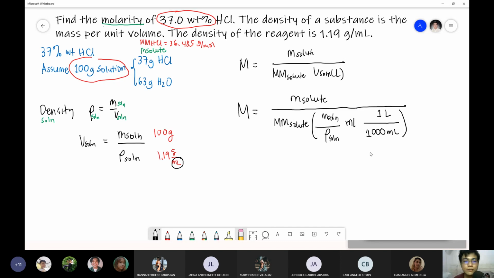So again, the reason why I want you to plug in as many equations as possible na is that para hindi tayo nag-round off. Because if we continually do rounding off, sayang yung ating mga figures. Okay, let's plug in the numbers. The mass of the solute is 37 grams. The molar mass of the solute is 36.485. Okay.